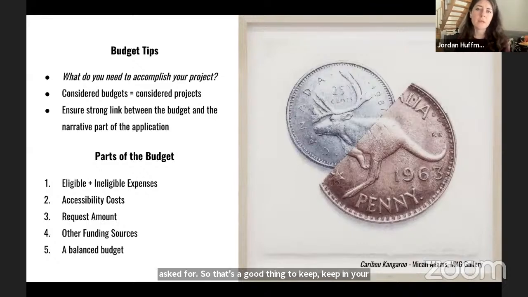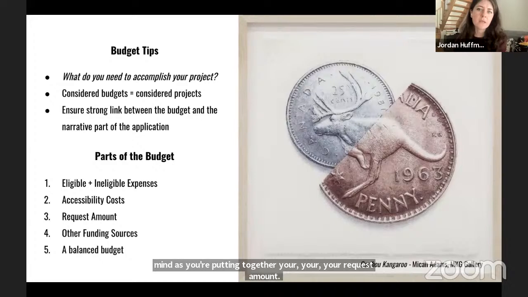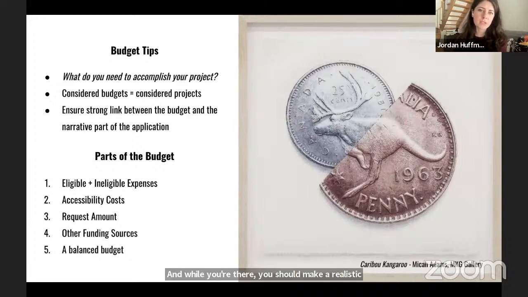And while you're there, you should make a realistic ask. So do consider padding out your budget in a way that ensures you're not going to come up short for your project. A good example is if you're including an hourly rate for your time as a part of delivering the project, be generous with the hours that you're estimating.